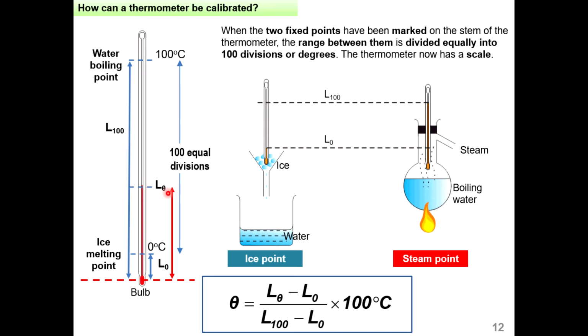By calculation, you can also calculate by using this formula. Look at this formula. We have the length of the mercury in the unknown solution, L theta, minus L0, which is this length, and then divided by L100, the length of the mercury when the temperature is 100 degrees Celsius, minus L0, the length of the mercury when the temperature is 0 degrees Celsius. Then you multiply by 100 degrees Celsius.